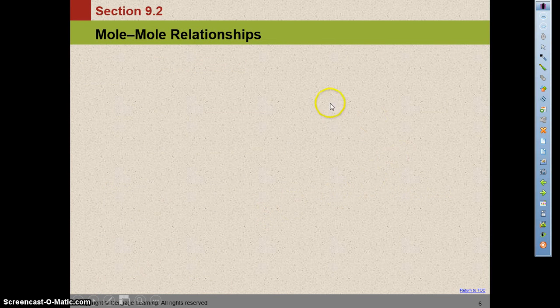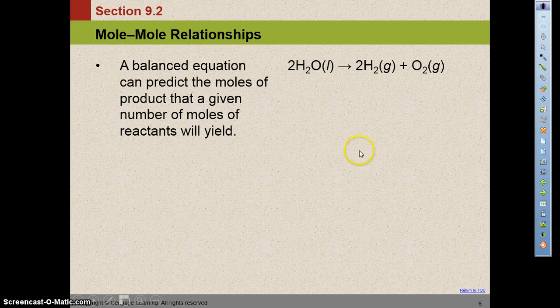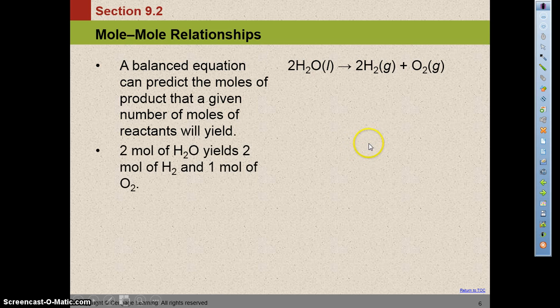All right, now let's look at the mole-to-mole relationship. We're going to do some calculations with some of these. So a balanced equation can predict the moles of the product that a given number of moles of reactants will yield, just similar to the question we just looked at.